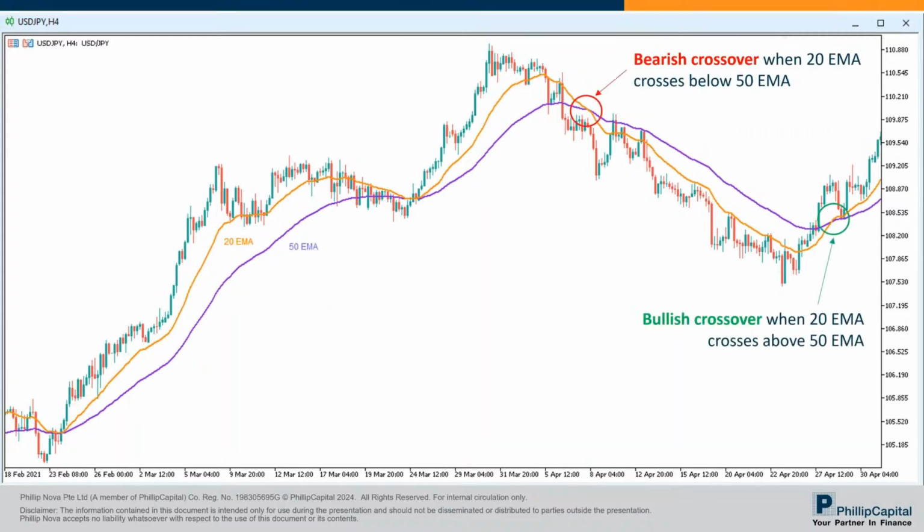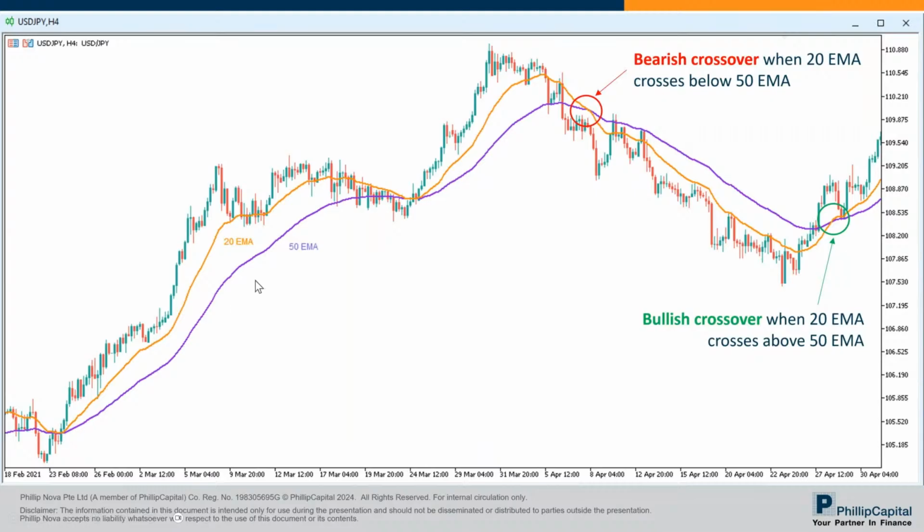The second method is when you can observe the moment when the two EMAs cross with each other. Let's say in an uptrend, the shorter term EMA tends to be above the longer term EMA. Like in the first part here, the 20 EMA is higher than the 50 EMA.